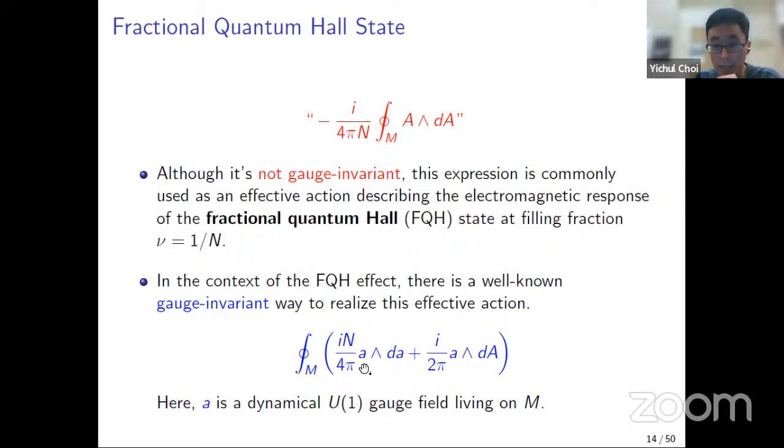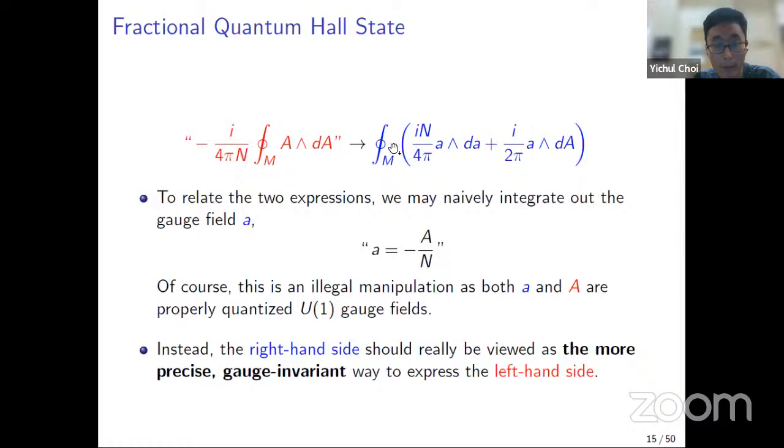So here, this little a is a dynamical U(1) gauge field living on this three-manifold M. And basically, I have the U(1) level n Chern-Simons theory, which describes the low energy limit of the fractional quantum Hall state. And this U(1) level n Chern-Simons theory is coupled to the electromagnetic gauge field in this way. So we went from here to there. And then what's the relation between the two?